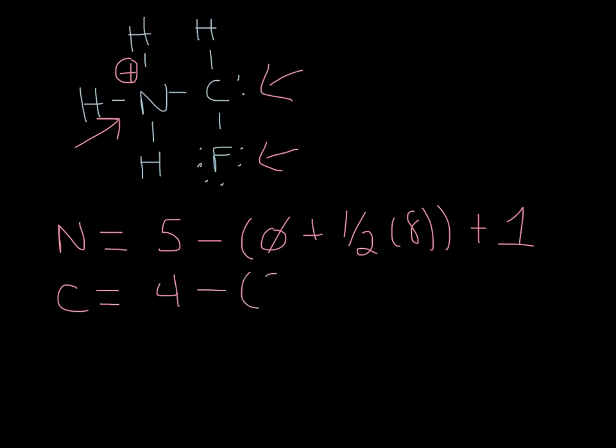It has a lone pair in this case, so there's 2 non-bonding electrons. It has 3 bonds, so there are 6 electrons in those 3 bonds. So this carbon atom has a charge of -1.